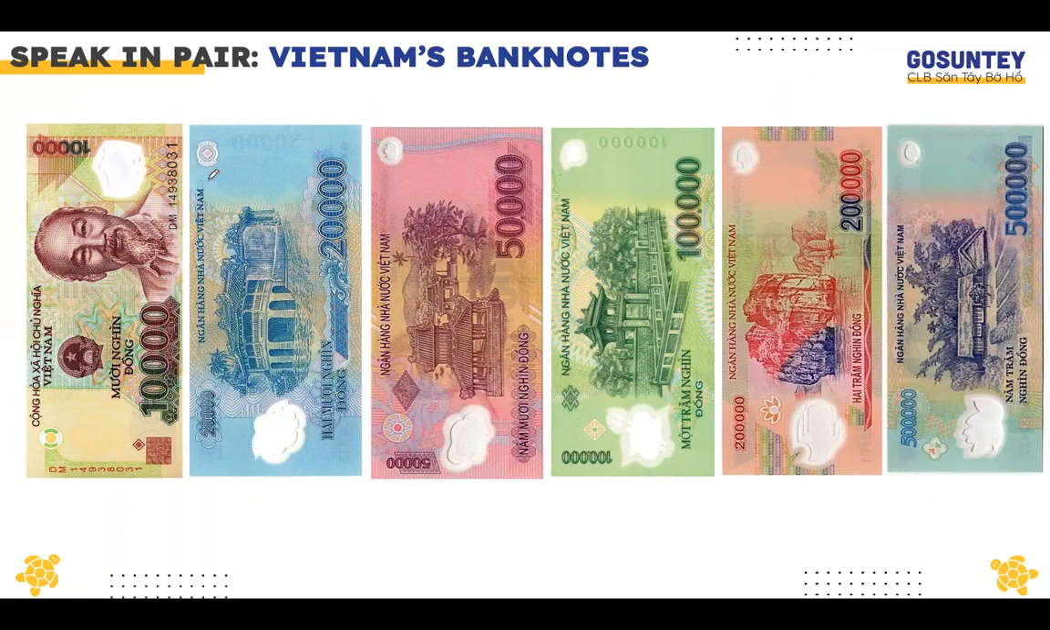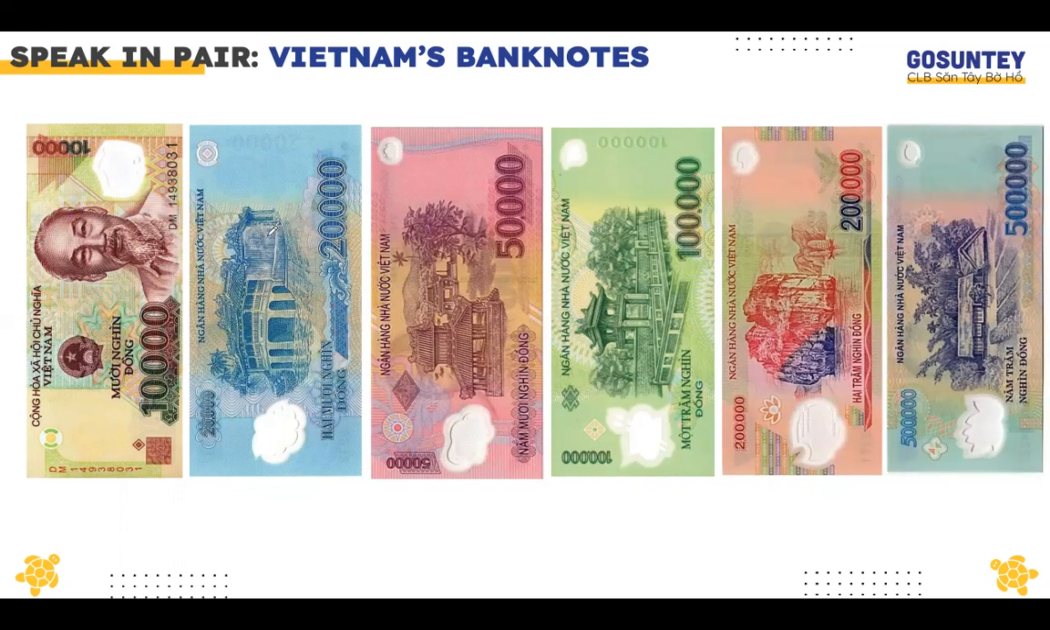10,000 dong note. 10,000 dong. 20,000 dong. 50,000 dong. 100,000 dong. 200,000 dong. 500,000 dong. This is Ho Chi Minh, the first president of Vietnam.